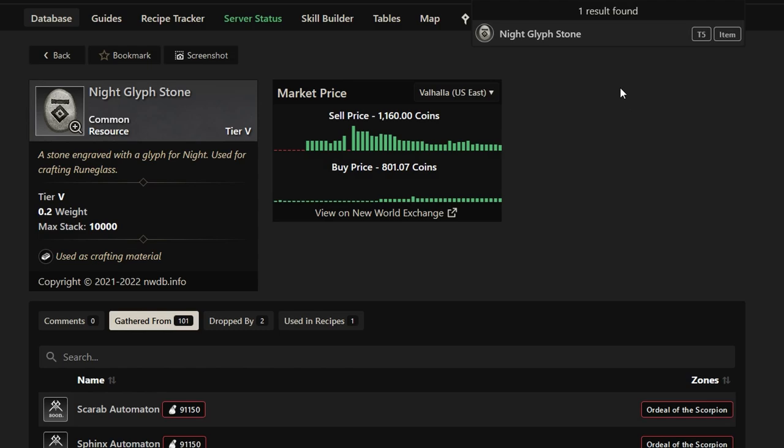Make sure it's actually worth something on your server. Or maybe it's a rune glass gem that you want to craft yourself. So there's kind of a win-win there in case the price does go down.